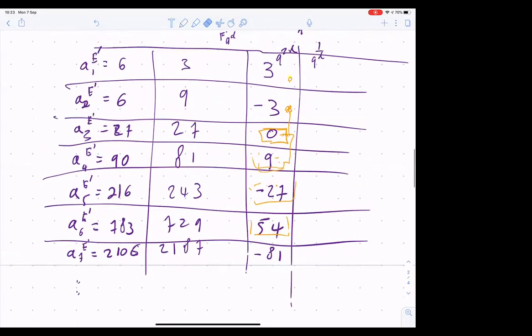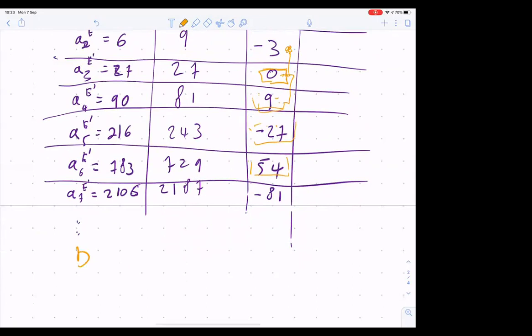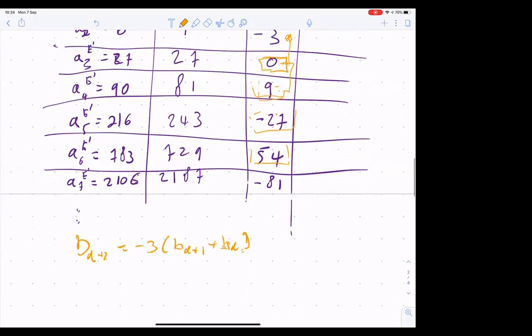Let's call this sequence b, I guess. So I don't want to carry everything here. So b_{d+2} equals minus 3 b_{d+1} plus b_d. Ooh, that is being satisfied, and it continues to be satisfied.